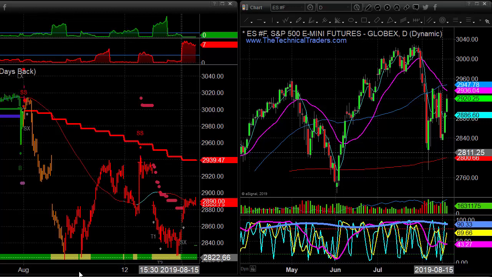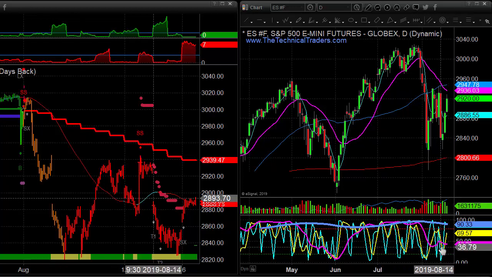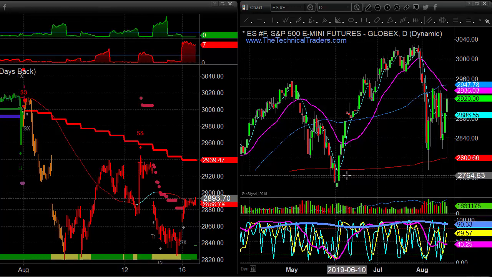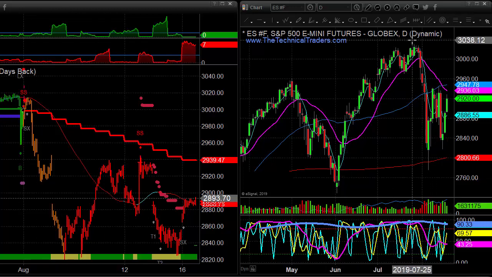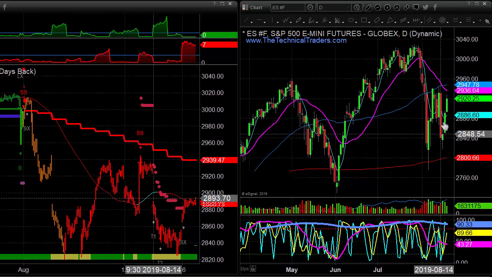Taking a look at the charts, we've got the 30-minute trend analysis chart on our left. On the right is the daily chart with our short-term cycle analysis at the bottom. More or less, it's probably going to be another big volatility week. We've been in several weeks of a huge drop and big volatility swings.